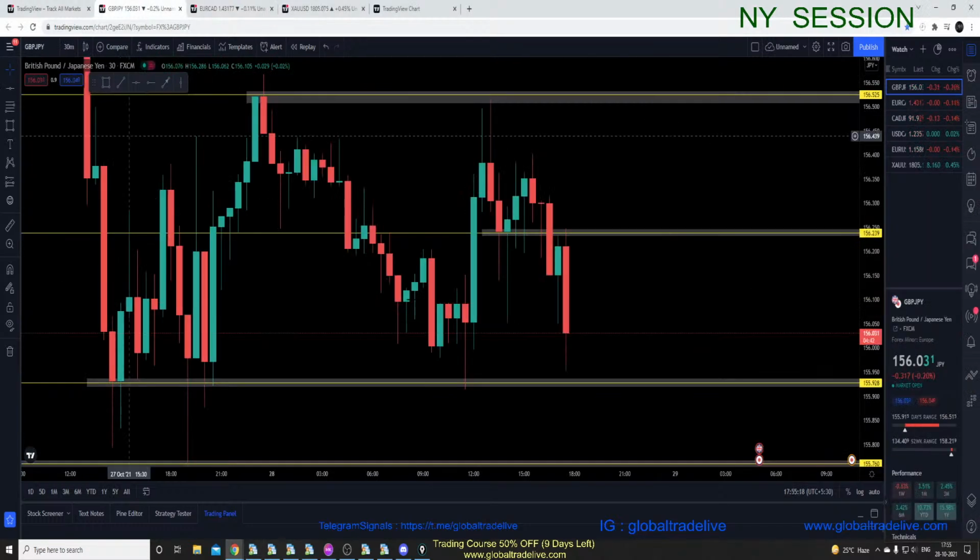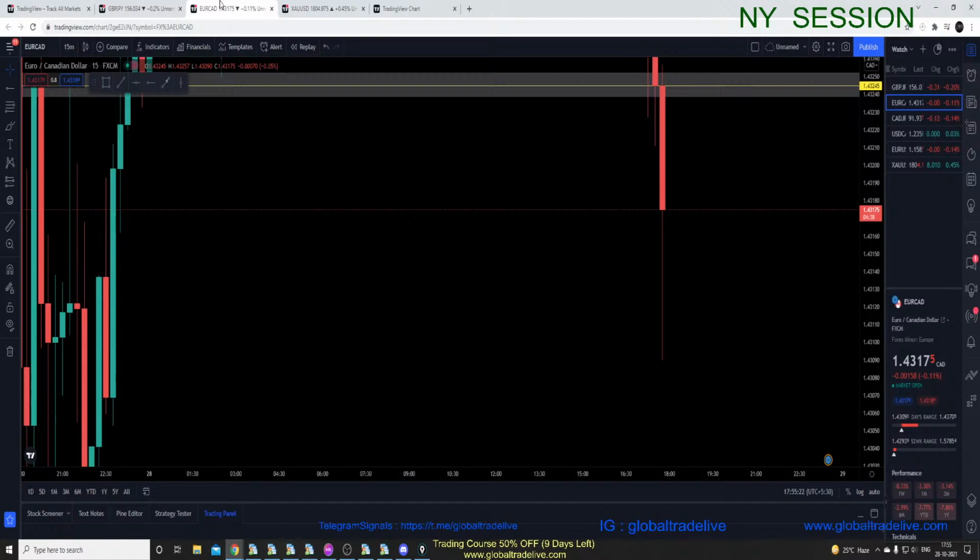GJ is closing below. Okay, let's have a look. Yeah, GB is also showing some move. So trade 1, EuroCAD sell, plus 10 pips.